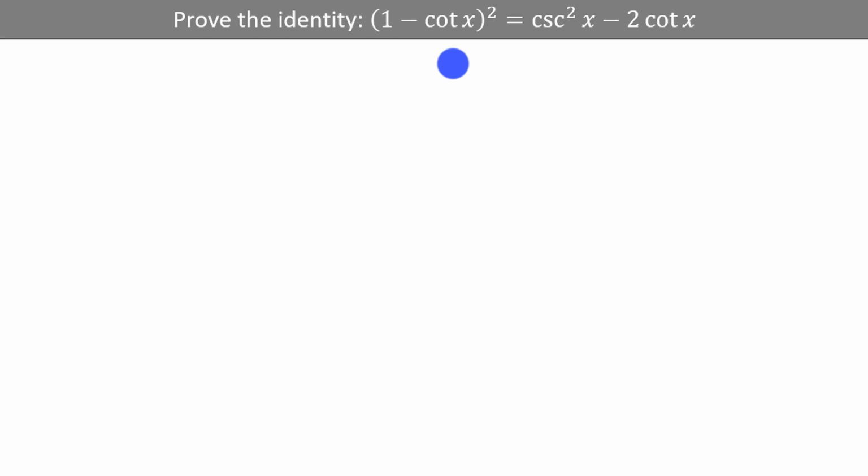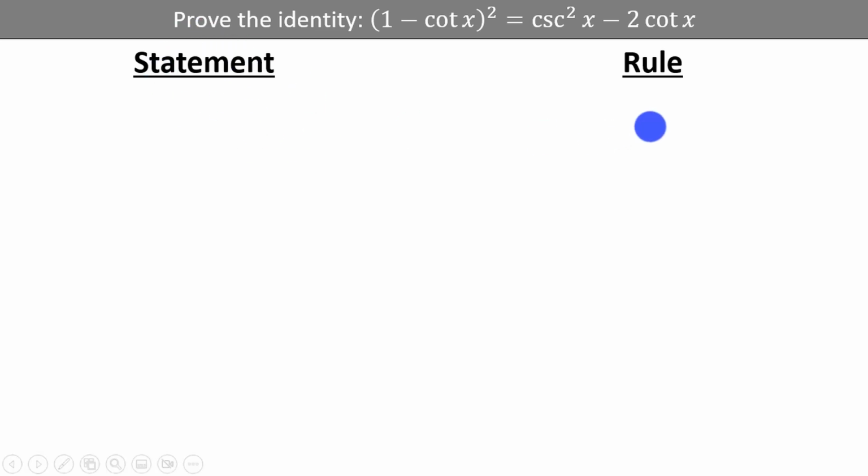We will complete our proof in two columns. The first column will be titled Statement, which is where we will manipulate one side of the equation. The other side will be titled Rule, where we will justify each manipulation that we make in the statement column with either algebra or some trigonometric identity.